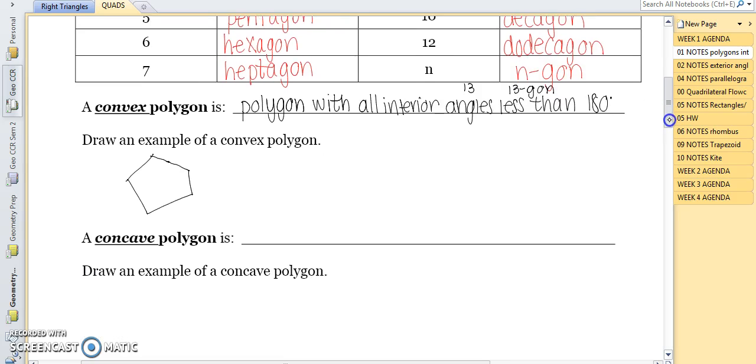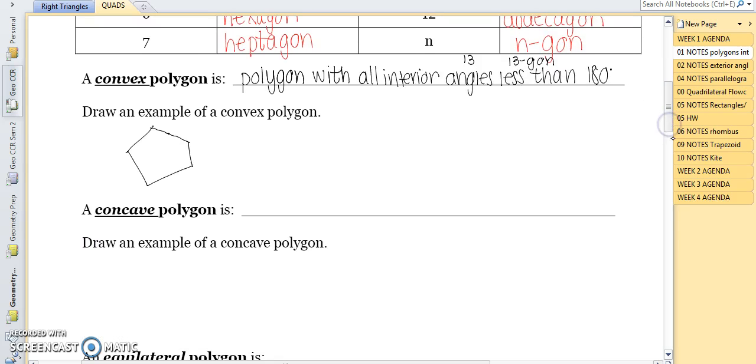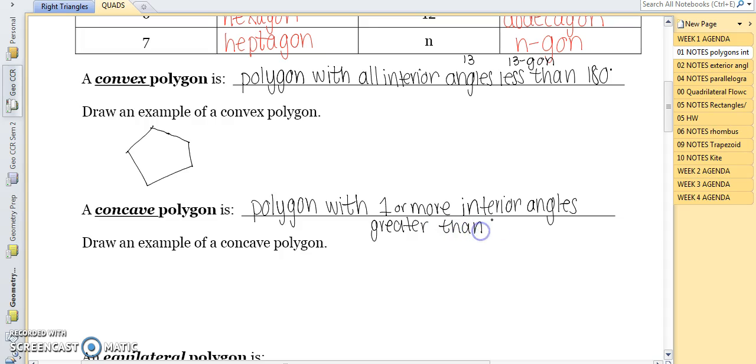A concave polygon. A concave polygon is just a polygon with one or more interior angles greater than 180 degrees. Or greater than a straight line.